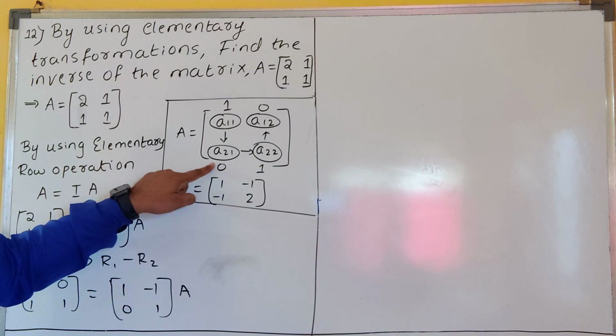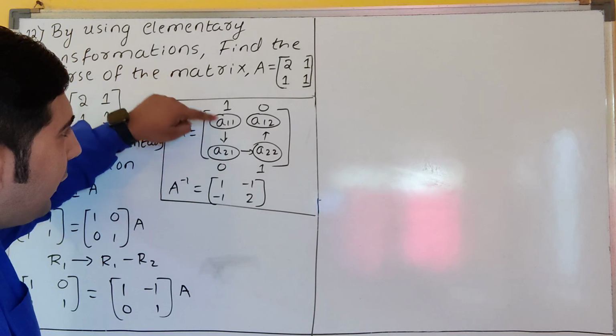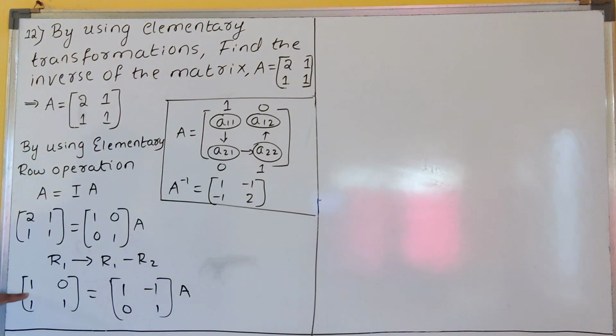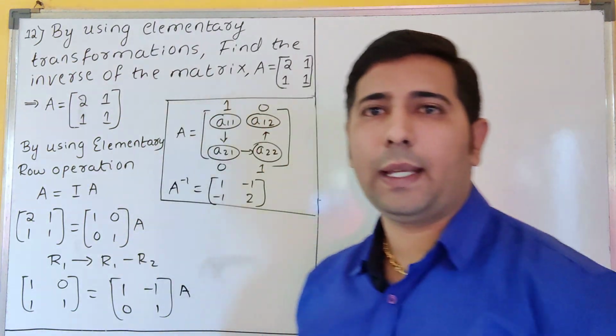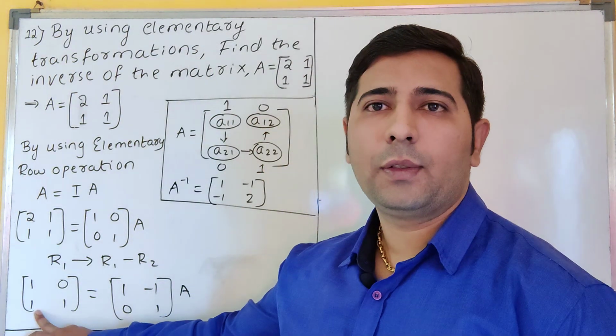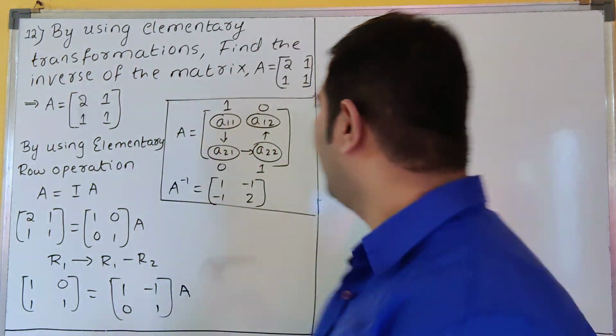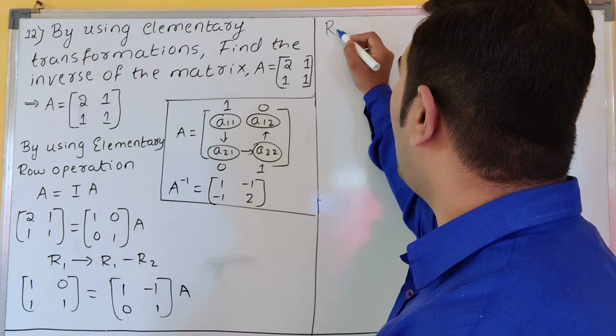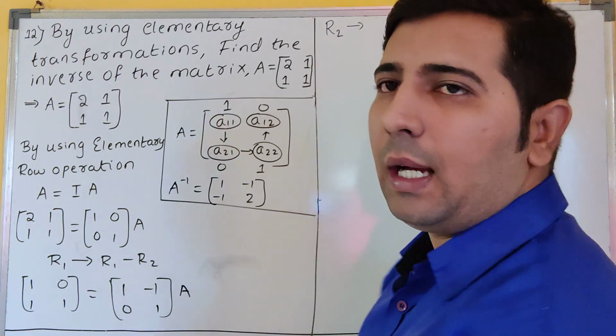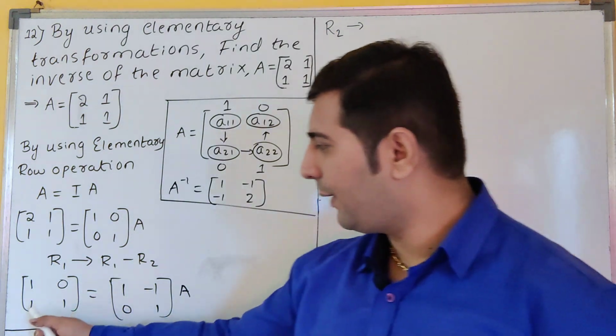So next I have to make this as 0 or not? See arrow mark where it is going. First I got this as 1. I have to make this as what? 0. Which one? This one you have to make as 0 or not? This one. So which row is it in? R2 or not? R2 you want to make 0 means you can write like this. R2 you are changing.